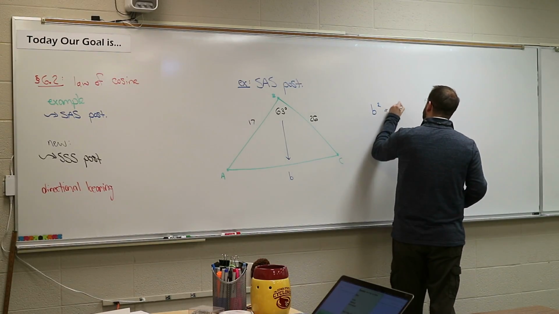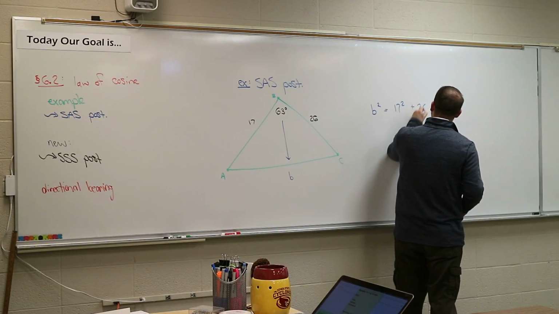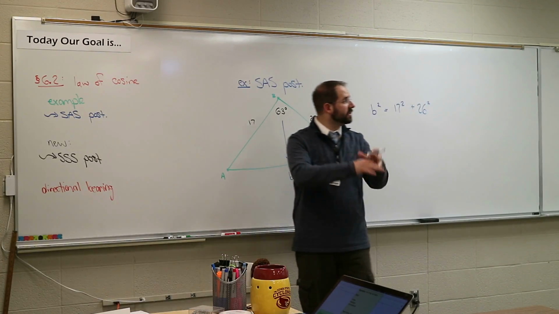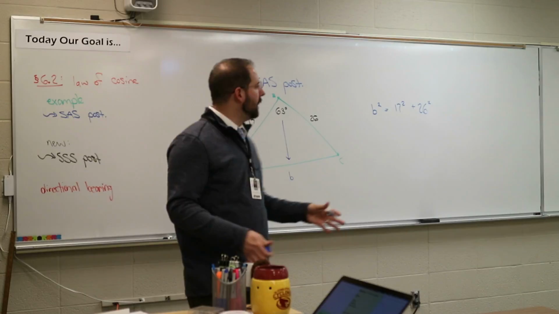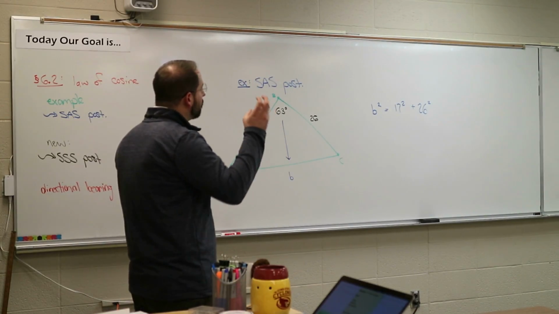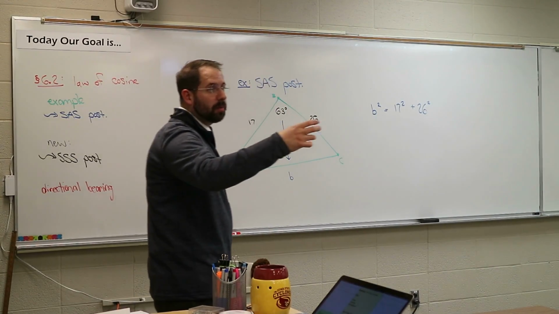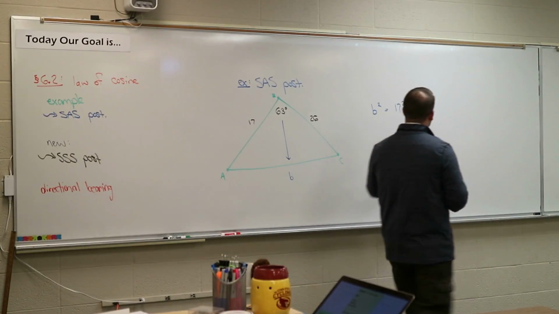So that's the 17 and the 26. So it does look like the Pythagorean theorem, even though it's not a right triangle, it doesn't have to be. So that's the setup. Now, the extra part we're going to subtract on is this piece.